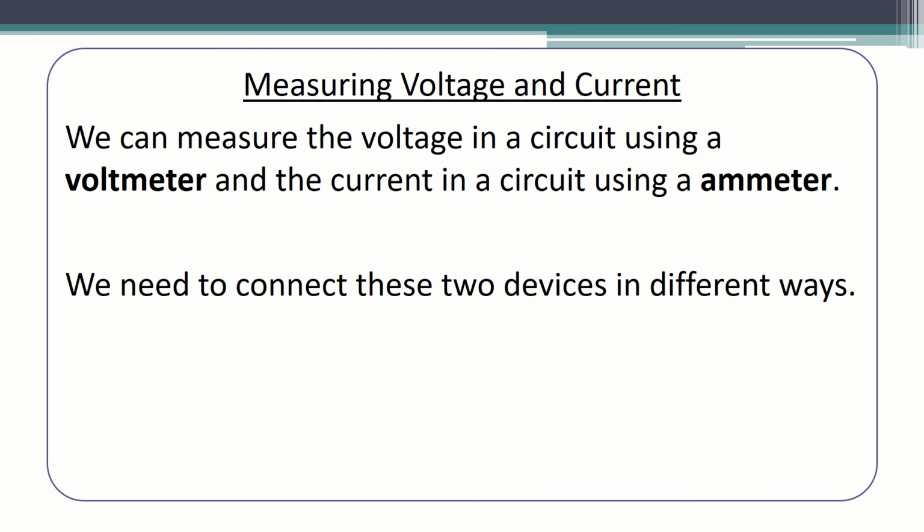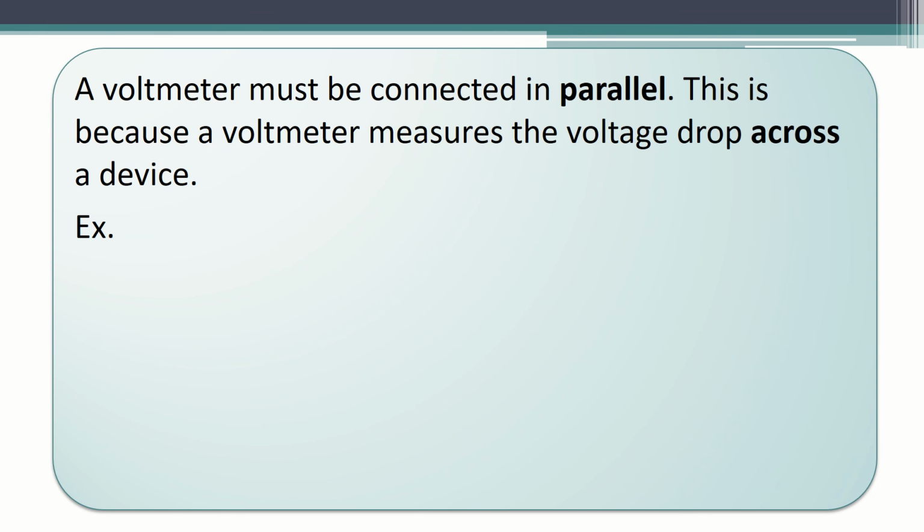Now that we know how we can connect elements in a circuit, how can we use our devices, our voltmeter and ammeter, to measure the voltage and the current in a circuit? And we need to know that we have to connect them in different ways. So for example, for the voltmeter, the voltmeter must be connected in parallel. So just like the last example with the two resistors, if you want to measure the voltage, you have to put it across a device or across the battery positive and negative side, or perhaps on each side of your load or your resistor.